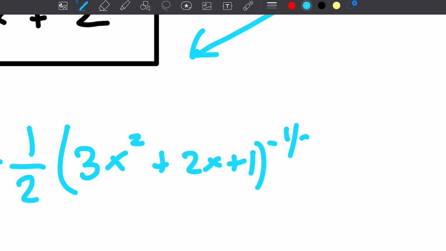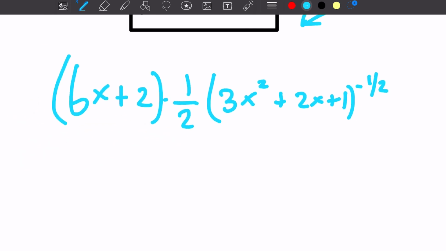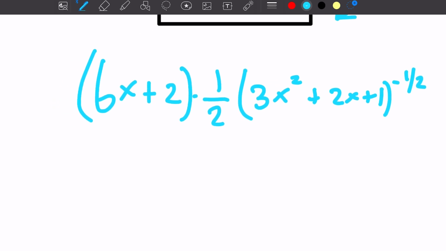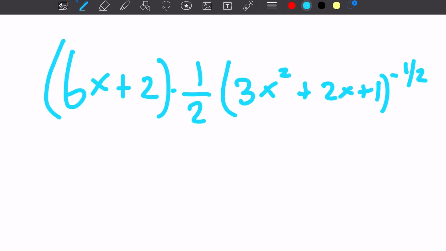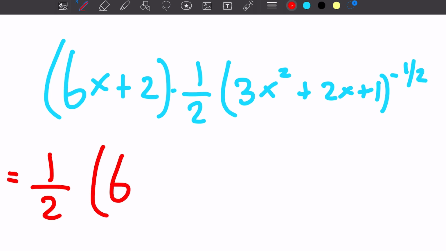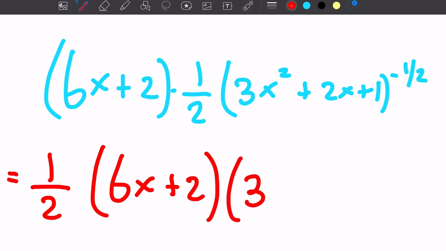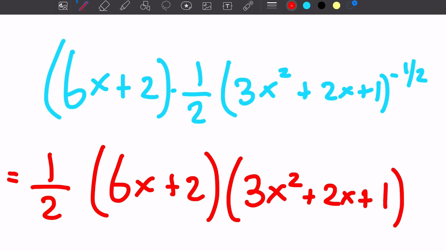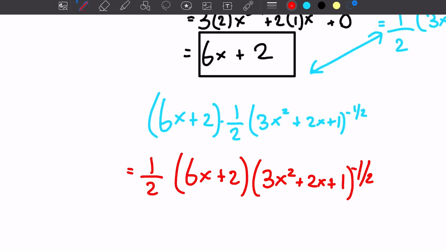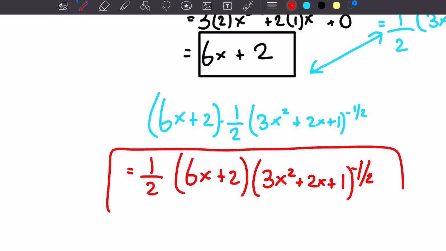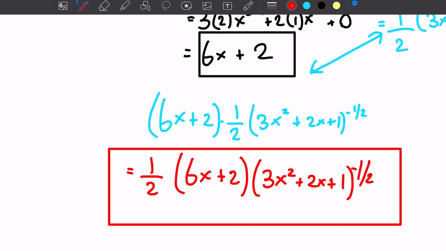So we can just bring the half to the front, because multiplication is commutative. So this should be good. So it's equal to half times 6x plus 2 times 3x squared plus 2x plus 1 to the power of negative a half. You could also put this back into the square root format, which would be perfectly fine. It should be a half times 6x plus 2 times, well, yeah, actually, let's just leave it like that. Actually, I believe it's better.